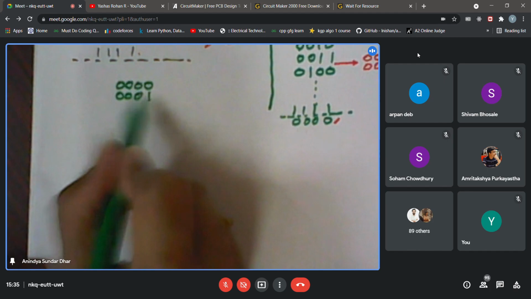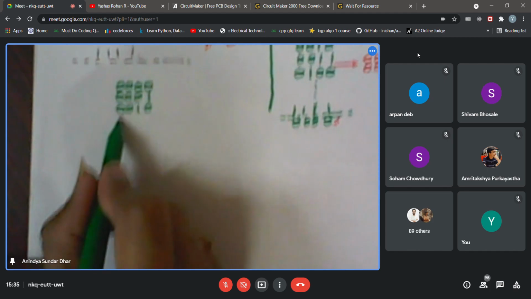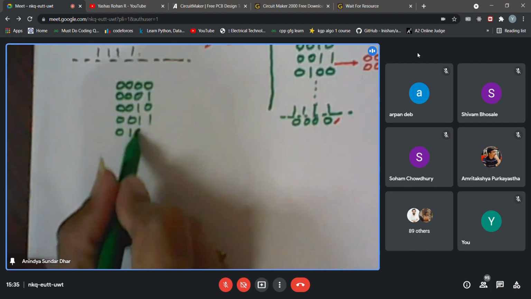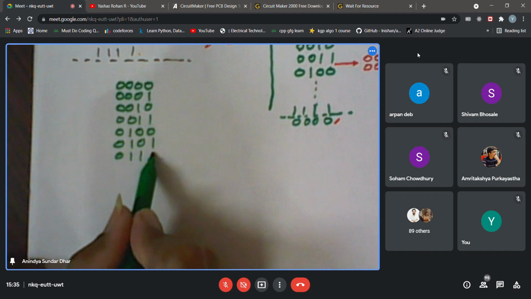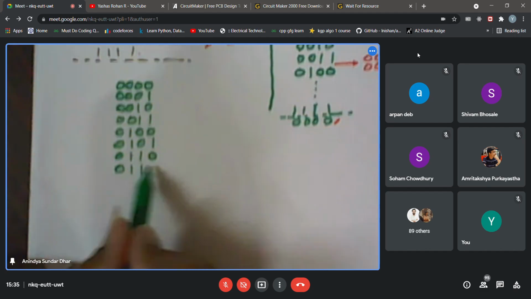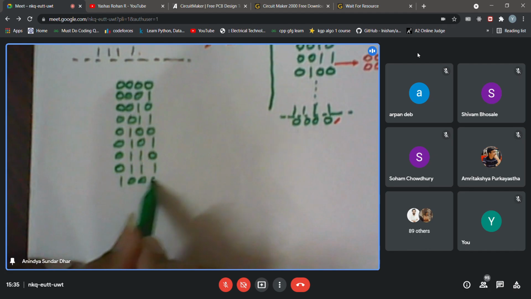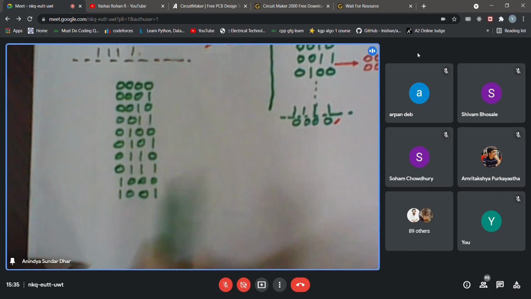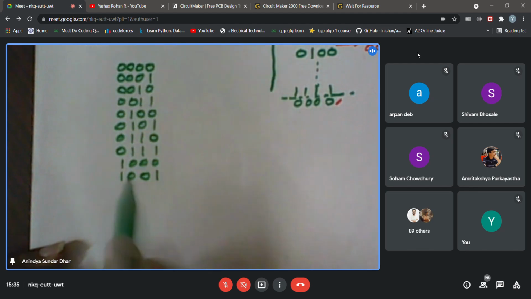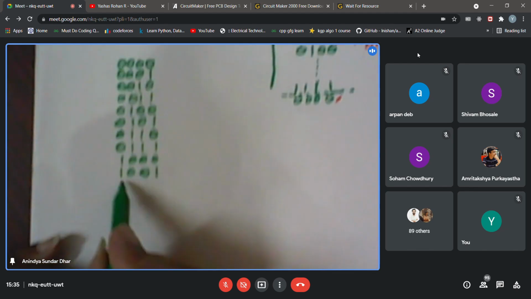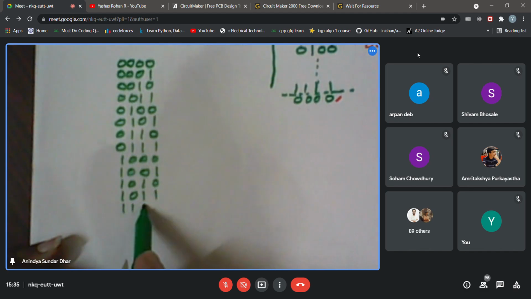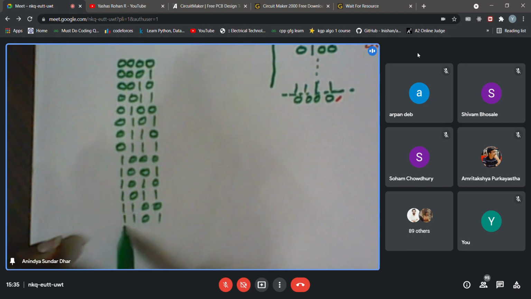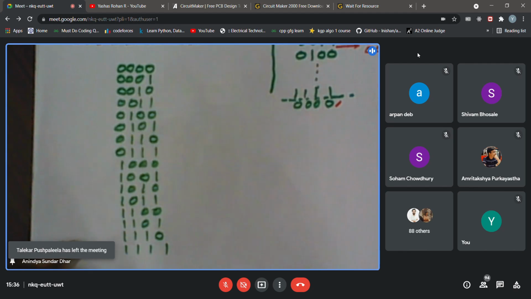0000, 0001, 0010, 0011, 0100, 0101, 0110, 0111, 1000, 1001. Then I think it may get reset, but if it is not reset, then we know that it will generate the others also. So just let me write all the 16 possible states. 1100, 1101, 1110, 1111. I think the whole set is visible.